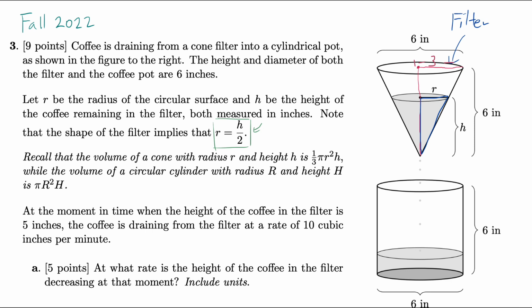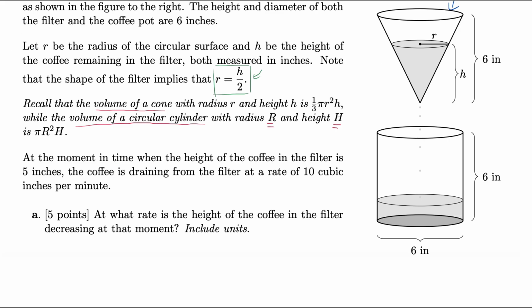It's a complete coincidence. It's just that the cone filter they gave us happened to have the same height as the diameter, so we just happen to get this relationship. That's always true here. I'm just pointing this out. Moving on, they give us a quick reminder that the volume of a cone with radius r and height h is given by 1/3 pi r squared h, whereas the volume of a circular cylinder, which certainly applies here to the cylindrical pot, with radius capital R and height capital H, is pi capital R squared capital H.